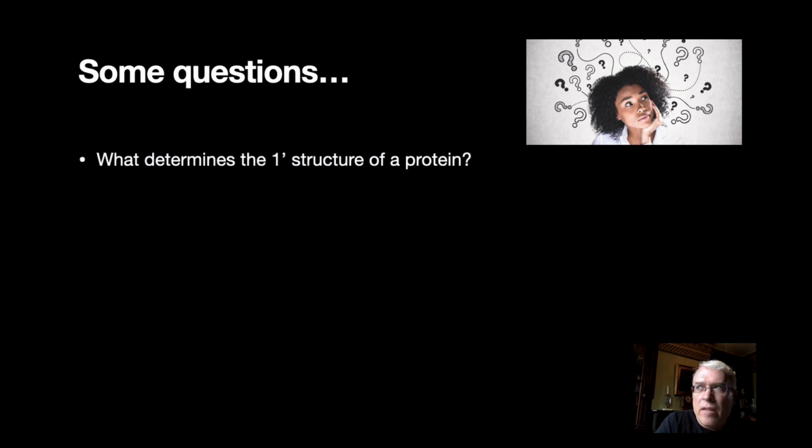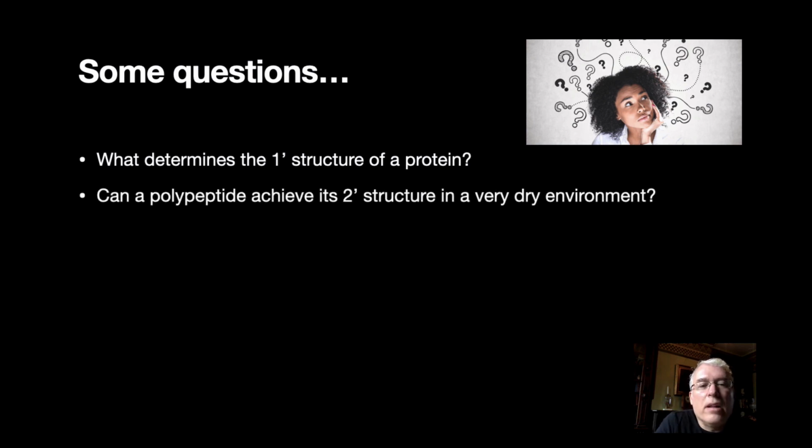So, some questions. I put this slide in because at the end of this video cast, remember, you want to be able to talk and write about this and answer questions about it. So let's look at some possible questions. First thing, what determines the primary structure of a protein? Do you remember what determines the primary structure of a protein? Can a polypeptide achieve its secondary structure in a really dry environment or a dehydrating environment? What's denaturization? What does that word mean?